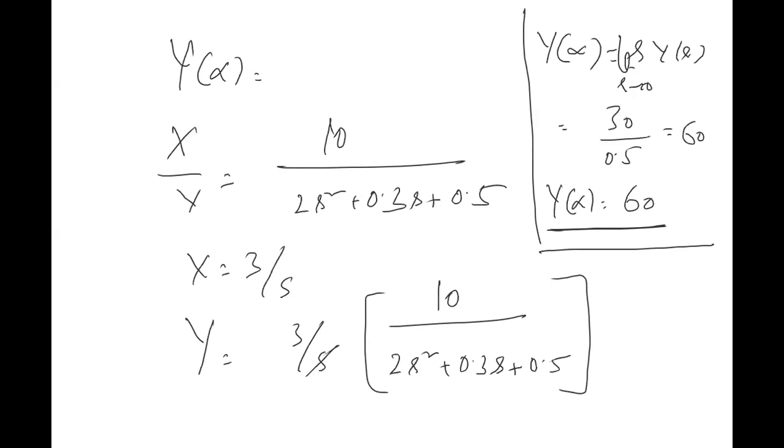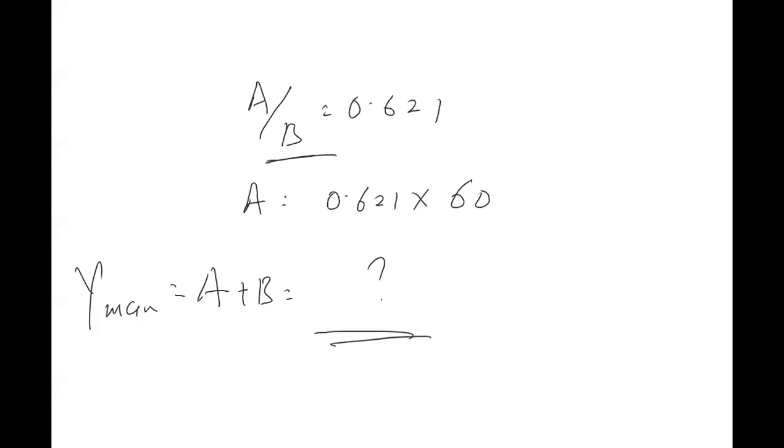How to do Y max? Y max is nothing but A plus B. So what is A by B? You know, A by B is the overshoot, which is 0.621.